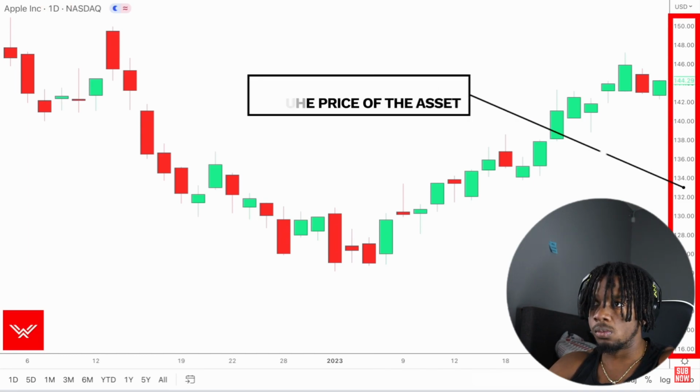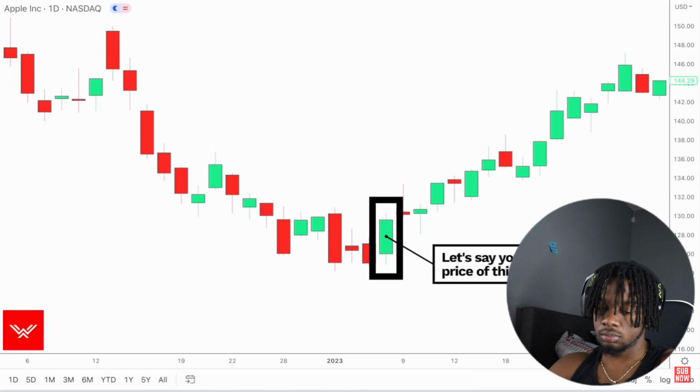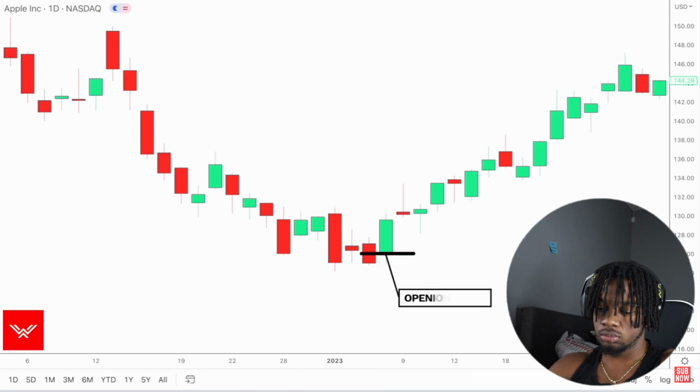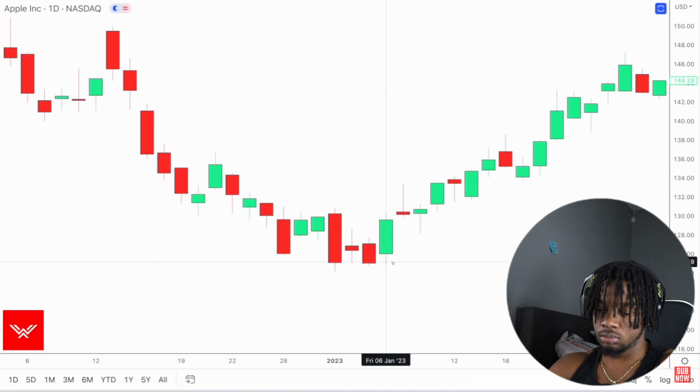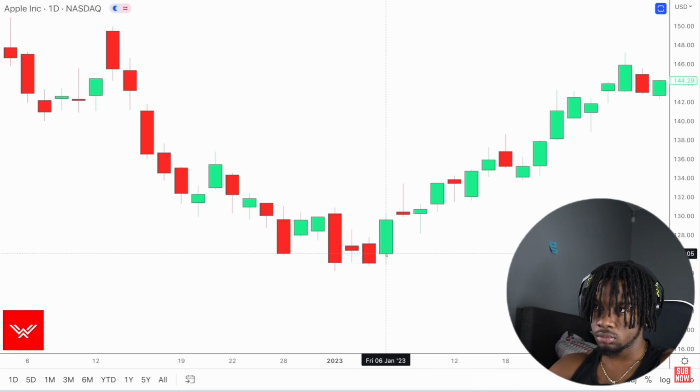Now this bar to the right tells you the price of the asset. Let's say you want to know the price of this green candle here. Remember, green candlesticks open at the bottom of the rectangle and close at the top of the rectangle. So if you want to know the opening price, place your mouse at the bottom of the rectangle and notice how the dotted lines connect the candle to the scale on the right, and it shows $126.05, which means when the market opened on January 6th, the Apple stock was trading at $126.05. Now, if you want to know the closing price, place your mouse at the top of the rectangle. Look to the scale on the right and notice how it says $129.61.